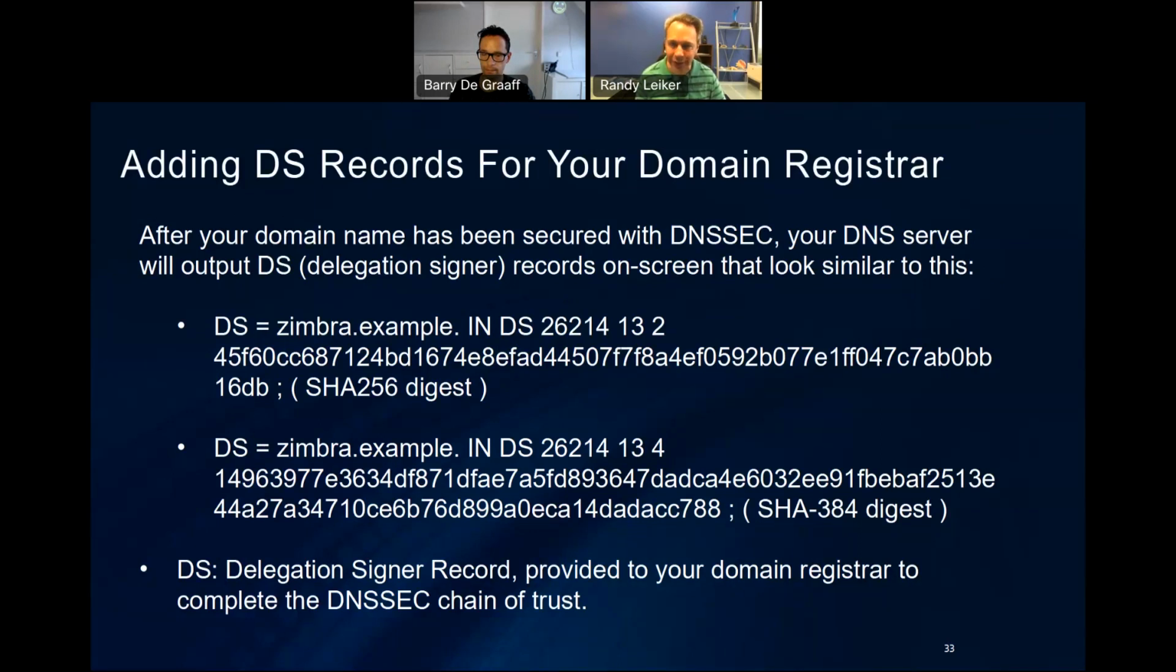a SHA-256 digest. Now, the reason that we will ignore the DS record with the SHA-384 digest is because support for SHA-384 in DNS clients is not quite universal yet on the internet. Plus, the SHA-384 hash creates considerably more computational work for both DNS servers and clients to use.